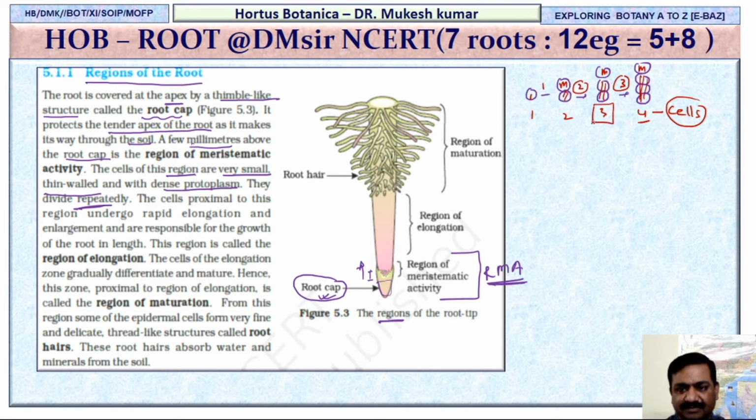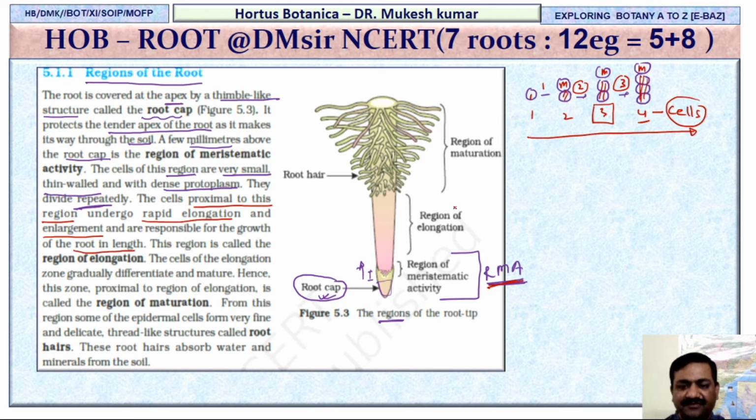Yes, three meristematic cells will form at the rama. That is the reason for meristematic activity. So this is the mechanism of cell division. Now see, another: the cells proximal to this region undergo rapid elongation and enlargement, responsible for the growth of the root in length.